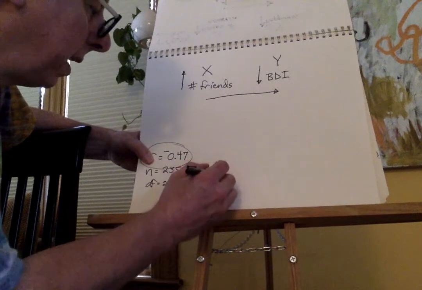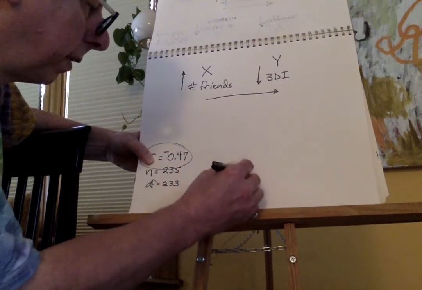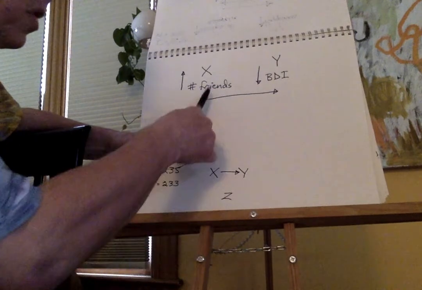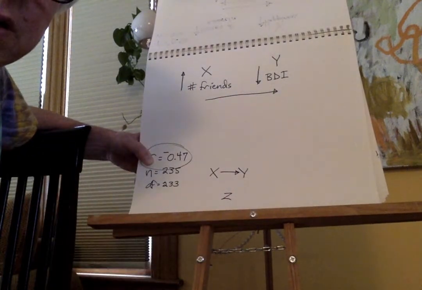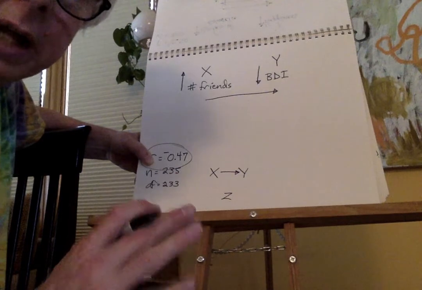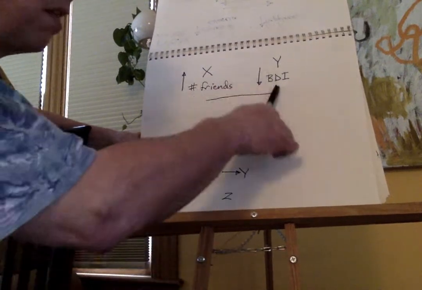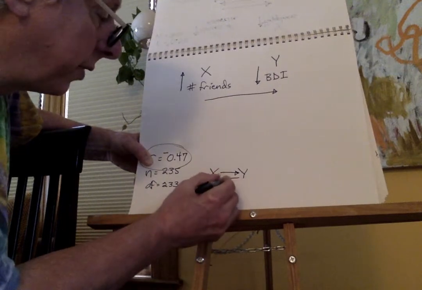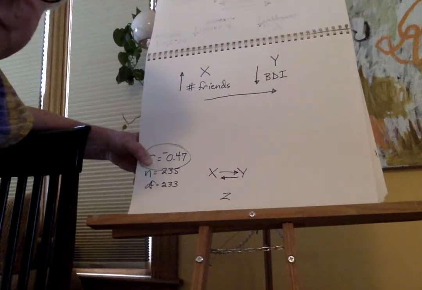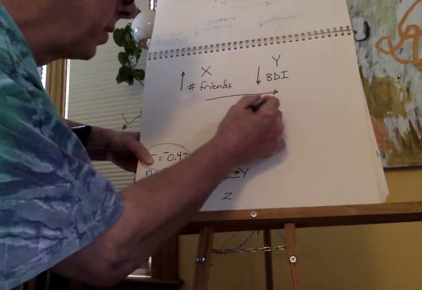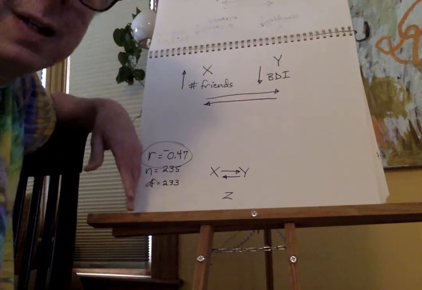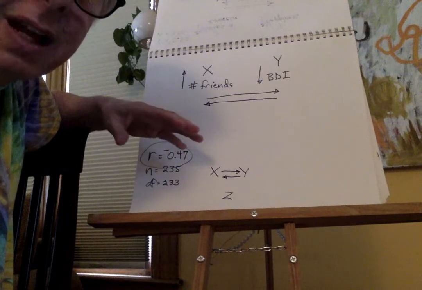Let's apply our system here. Maybe X causes Y. It could be that this is the cause. I'm not negating that, okay? It could be that number of friends influences your level of depression. But I want you to entertain this as well. Your level of depression might influence the number of friends you have.